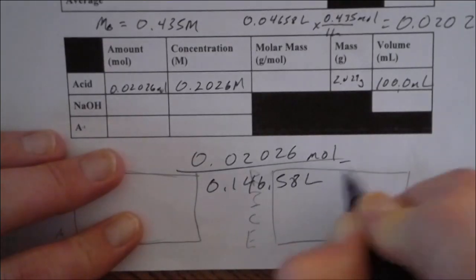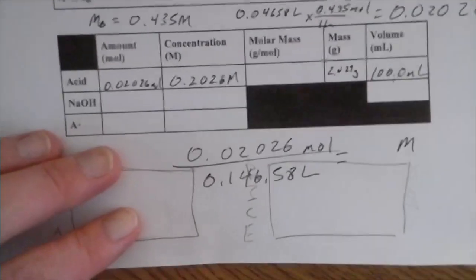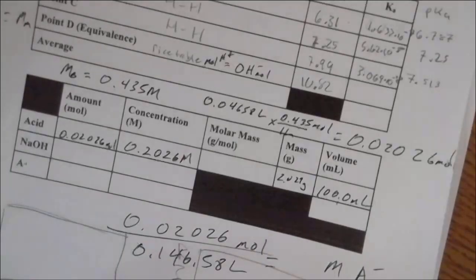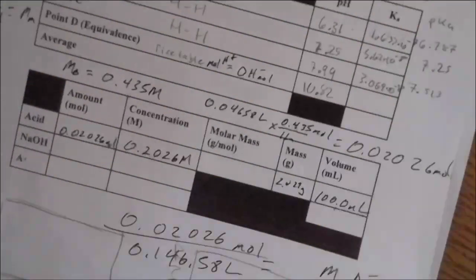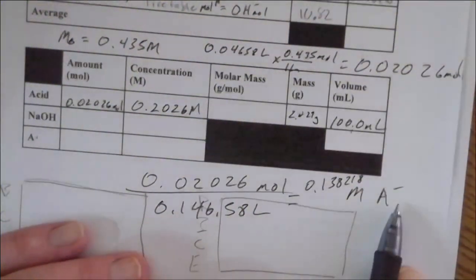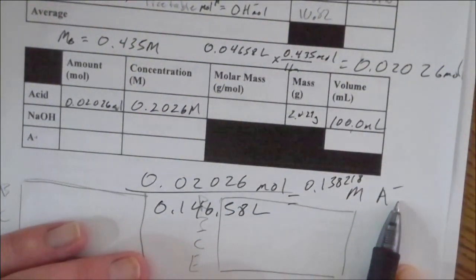So that will now give us the concentration of who? The A minus. 0.02026 divided by 0.14658. Did you get 0.138218? So that's the molarity of the A minus, yes? Yeah. 1.38 times 10 to the negative 4.